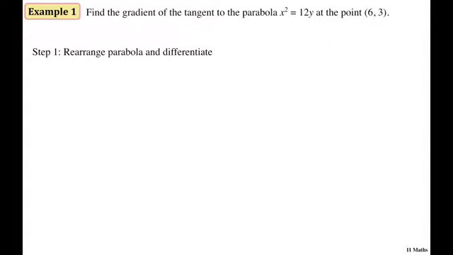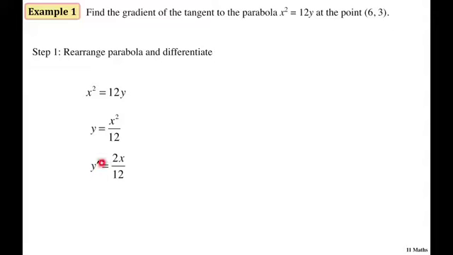So, the first thing we're going to do is rearrange x squared equals 12y by dividing both sides by 12. If we do that, we'll get y equals x squared over 12. Let's differentiate. Remember, when we're differentiating, you differentiate the x parts. There's no x's on the bottom, so that 12 just stays there. So we're differentiating x squared. What's the derivative of x squared? 2x. So the derivative equals 2x over 12.